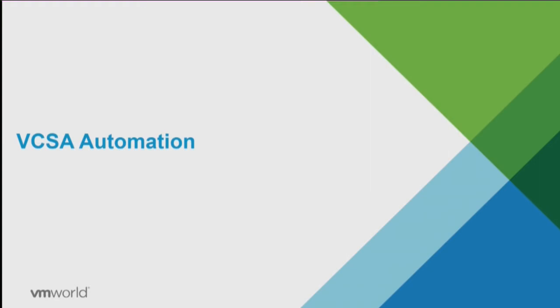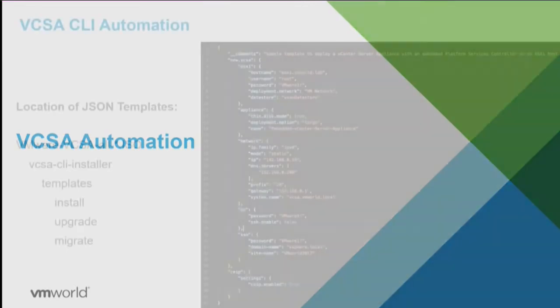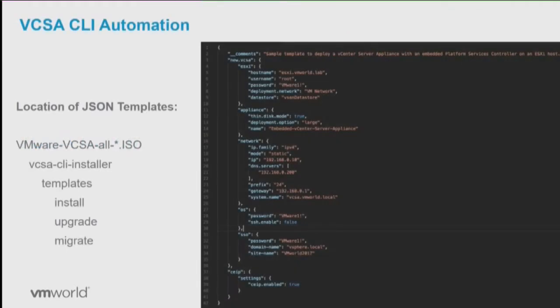So I'll quickly cover some of the automation capabilities of the vCenter Server appliance. We've actually had this since 6.0. So not only do you get the binaries of the vCenter Server appliance in the ISO, but inside of it, there's also some tooling that we provide for automation purposes. This is a CLI utility, and again, as I mentioned, this came in with 6.0.